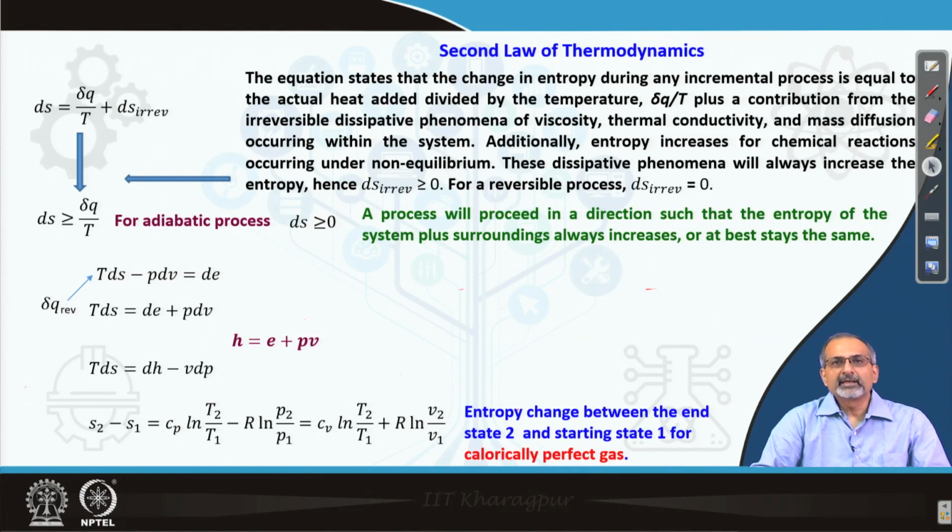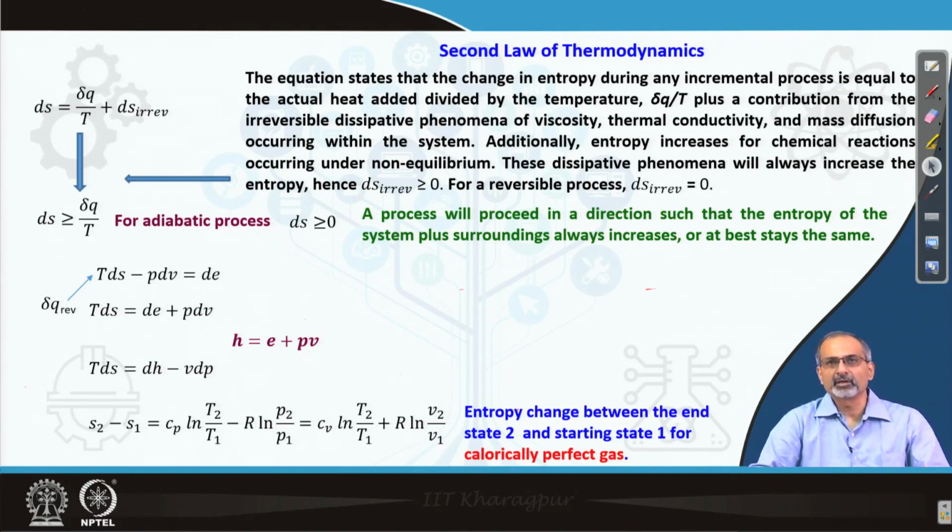Now, this equation states that the change in entropy during any incremental process is equal to the actual heat added divided by the temperature, which is δQ by T, plus a contribution from the irreversible dissipative phenomena of viscosity, thermal conductivity and mass diffusion occurring within the system. Additionally, entropy increases for chemical reactions occurring under non-equilibrium. This is something that we will elaborate on in a later week's lecture.